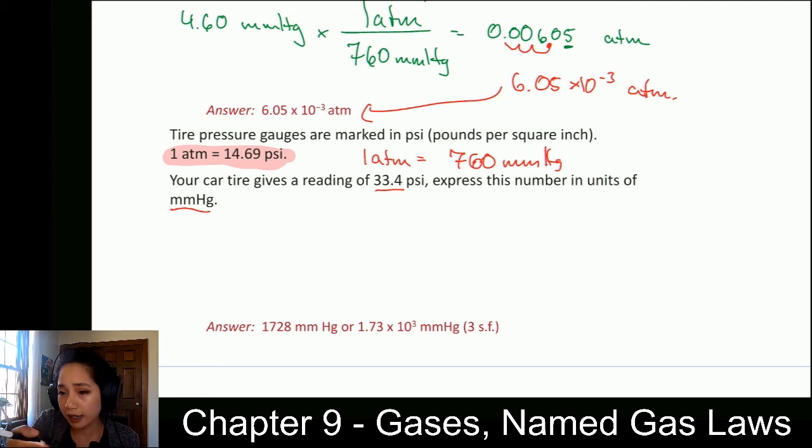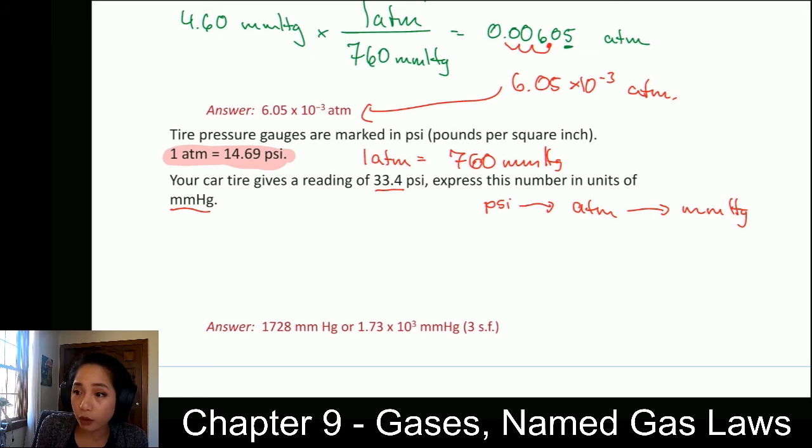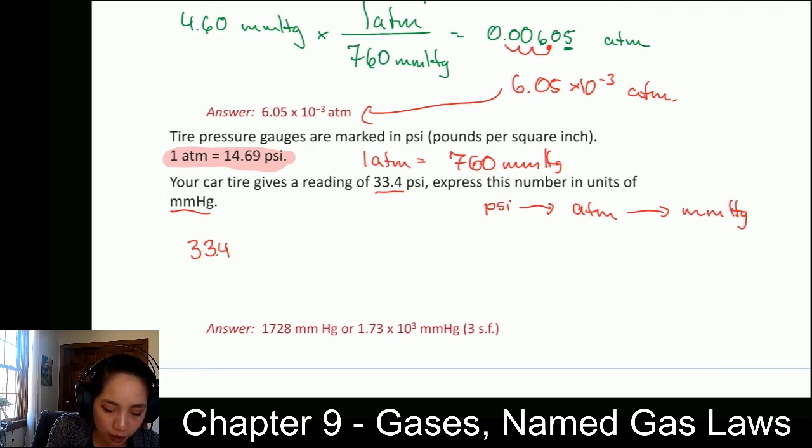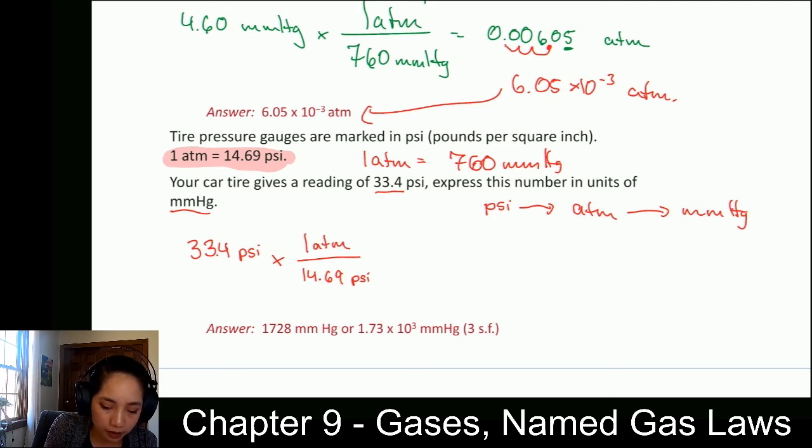And so if we write out a kind of timeline or strategy or roadmap of the units that we have to go through, let's start with the value that's given. That's in the unit of PSI. From PSI, we can use the conversion that's given, PSI to ATM, and then ATM to millimeters of mercury, and that's what the question is asking for. So let's set this dimensional analysis up. Start with the value that's given, 33.4 PSI, times, so this first conversion factor, or equality, is 1 ATM equals 14.69 PSI. I want to put the PSI part of the equality on the denominator, so 14.69 PSI, 1 ATM on top.